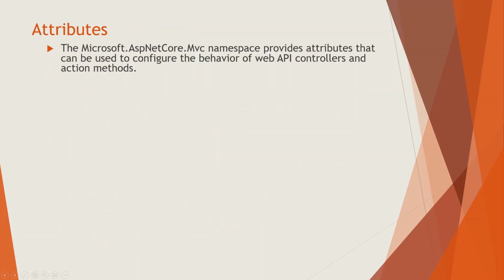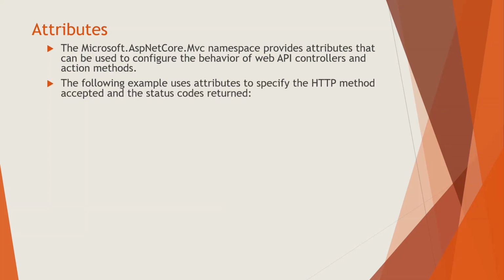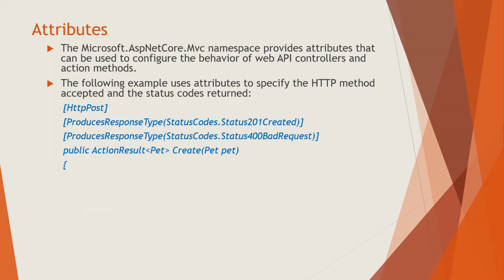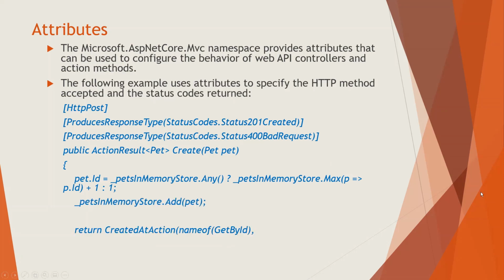So attributes: the Microsoft.AspNetCore.Mvc namespace provides attributes that can be used to configure the behavior of web API controllers and action methods. Now the following examples use attributes to specify the HTTP method accepted and the status codes returned. So this HttpPost attribute is important for this action method. Again, the same code snippet is reproduced, which I just talked about in the last slide. So this is returning an action result of type pet, and it has got a ProducesResponseType, StatusCodes.Status201Created. So you can see that it is a create request. So it's an HTTP POST type of request. POST is for creating a new object.